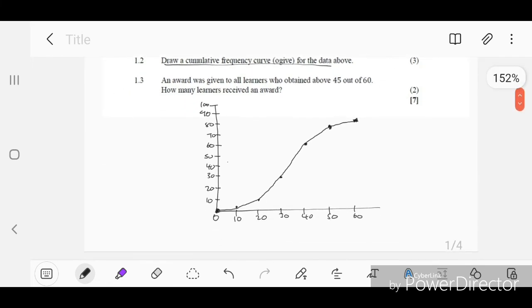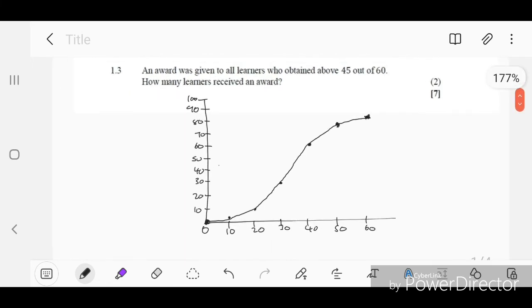Okay, so we can use the ogive to answer questions like, use the ogive to find the median. How do we use the ogive to find the median? I usually say this side is our position, and this is our actual values. So for the median, we take the total number, which is 90, and divide by 2, because that's what median is. It gives us 45. This is our Q2.